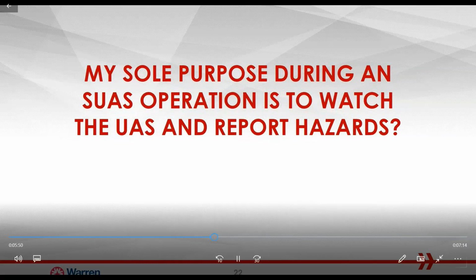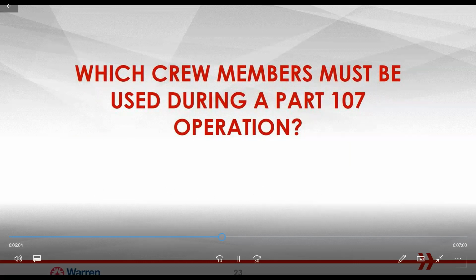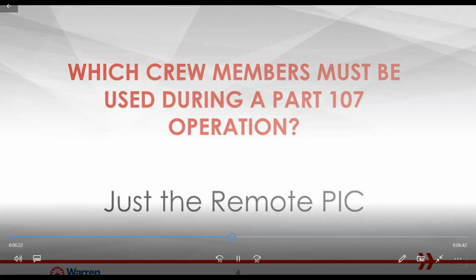What's my sole purpose during drone operations? If I am to watch the UAS and report any hazards in the sky, I am the visual observer. Which crew members must be used during a Part 107 operation? Only the remote pilot in command. You may elect to use a person manipulating the control, visual observer, or multiple visual observers, or even security personnel. But what must you have? The person responsible, otherwise known as the remote PIC.